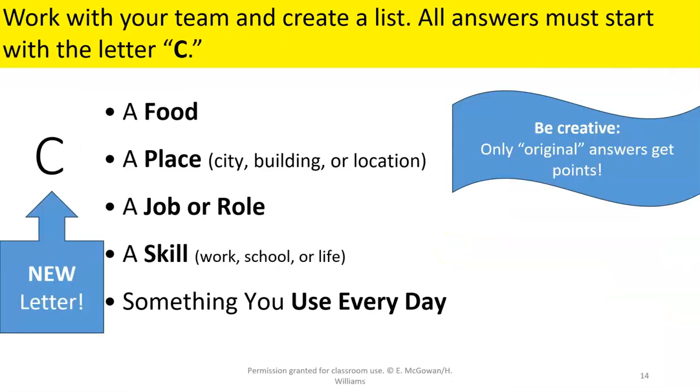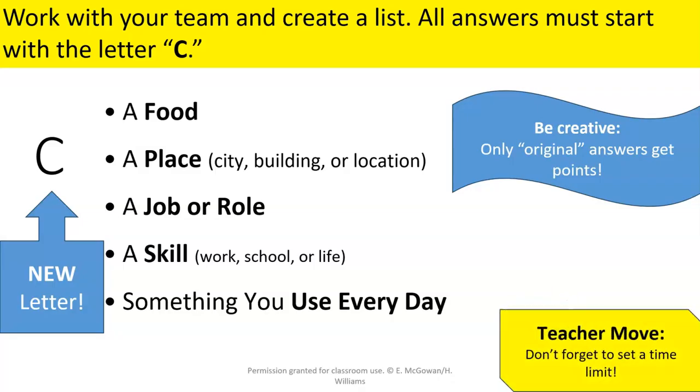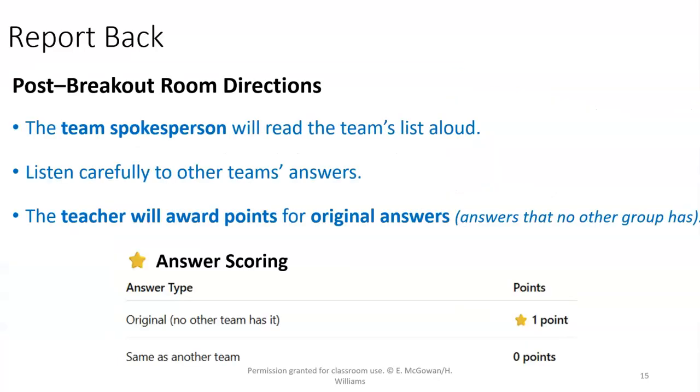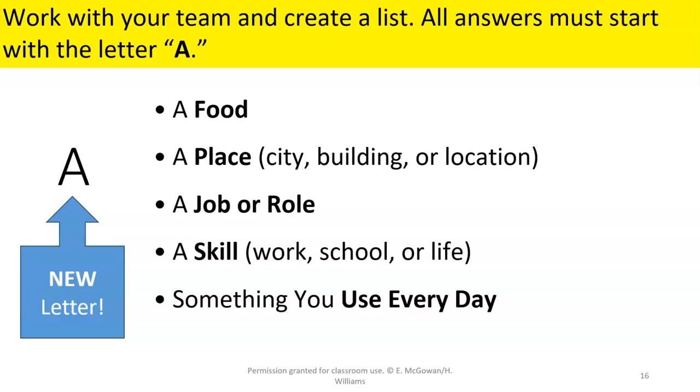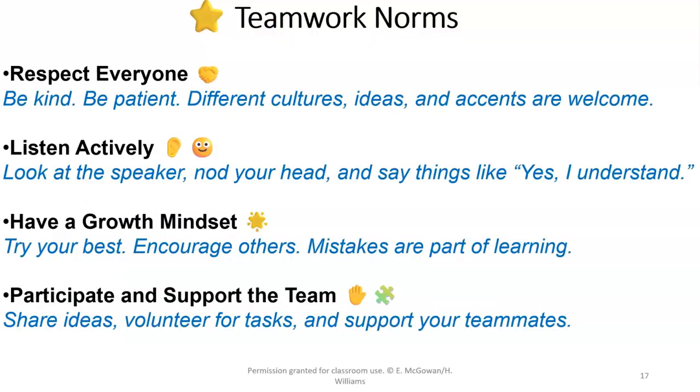Give them a new letter. Let them know be creative with your answers. You get rewarded points for answers that other team members don't have. And don't forget to set that time limit. Students can report back. That's where the team spokesperson comes in. Teacher, you can award points. You can go on to another letter if you like.